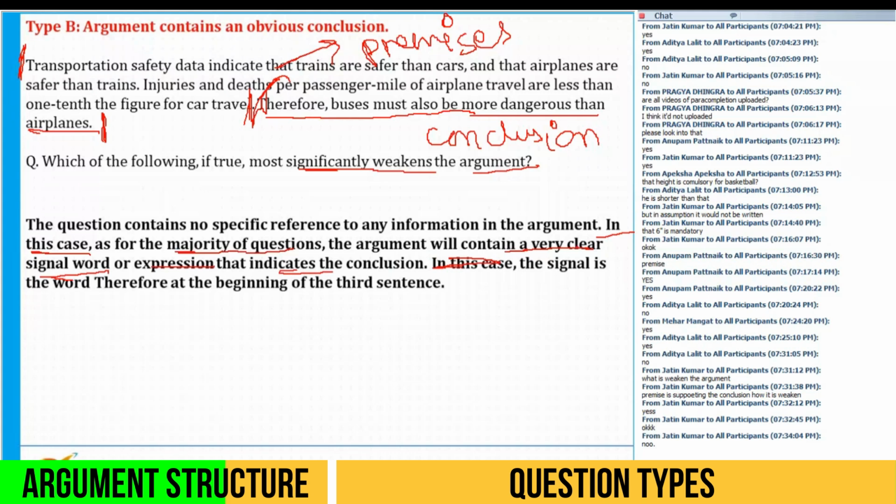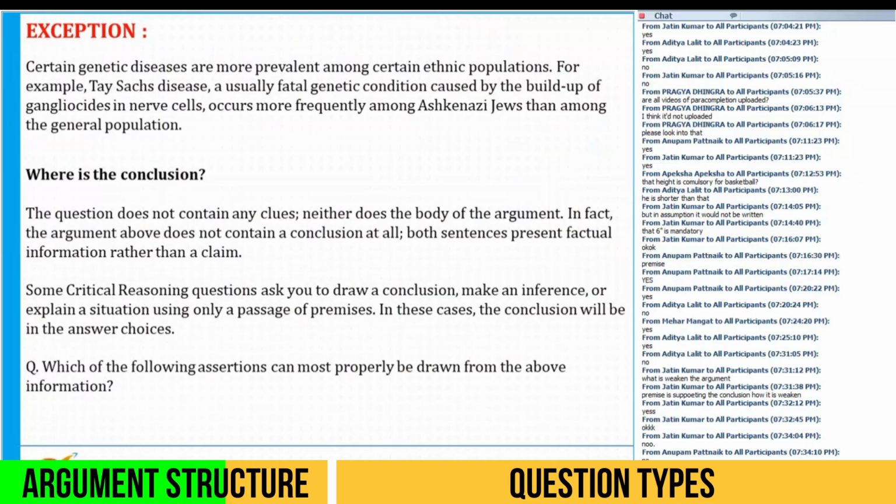Okay. Now let's come to a question like this. See, over here he says certain genetic diseases are more prevalent among certain ethnic populations. For example, Tay-Sachs disease, a usually fatal genetic condition caused by the buildup of gangliosides in nerve cells, occurs more frequently among Ashkenazi Jews than among the general population. It stops here. This paragraph stops here.